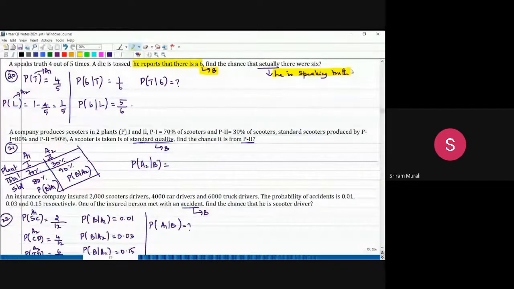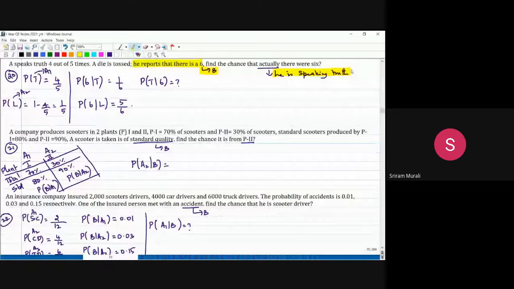Yes, sir. A speaks truth 4 out of 5 times. In 5 times, he speaks the truth only 4 times. Okay, now a die is tossed. He reports there is a 6. So my problem is: is he speaking a lie or the truth?